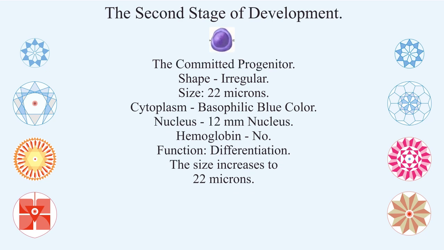Second stage of development: you can see the cell slowly, from being very irregular, is becoming a little more qualified. It is called committed progenitor. Shape is irregular. Size is 21 microns. Cytoplasm is basophilic blue color. Nucleus is 12 millimeters. Hemoglobin, no. Function is differentiation. Size increases to 22. You can see the size developing to 22 microns at this particular stage itself. 21 has become 22. So let that be clear that this particular stage of committed progenitor is 22 microns.